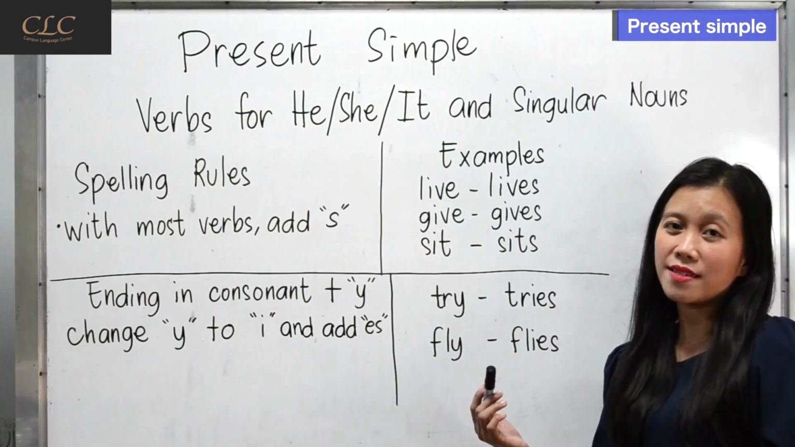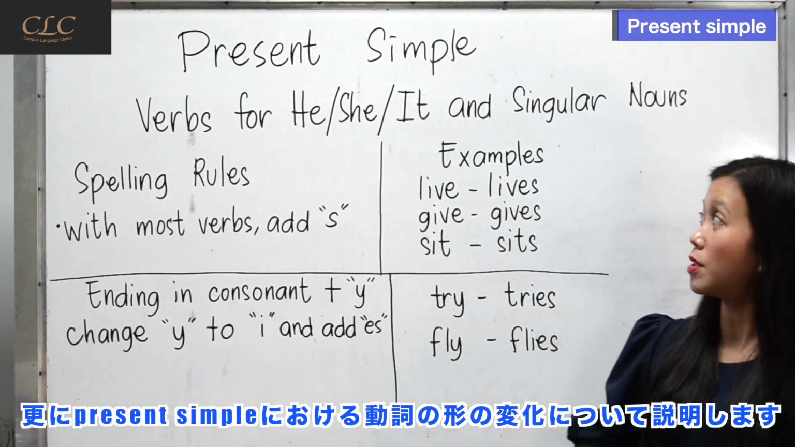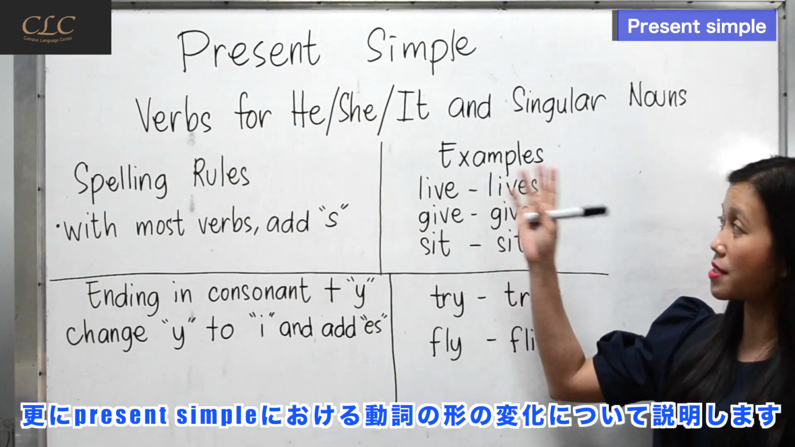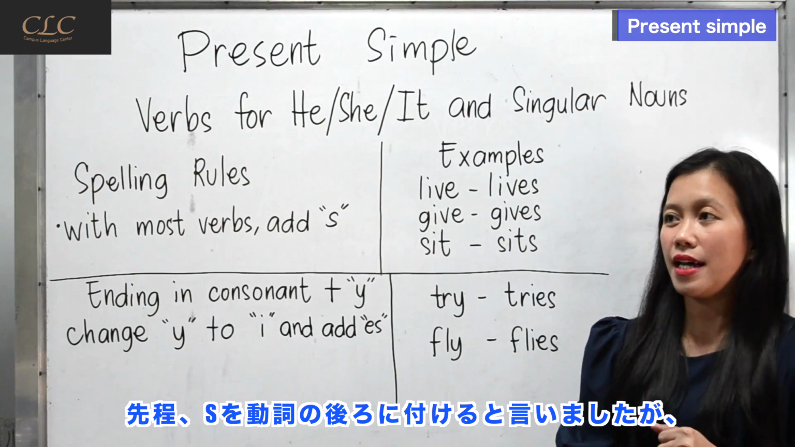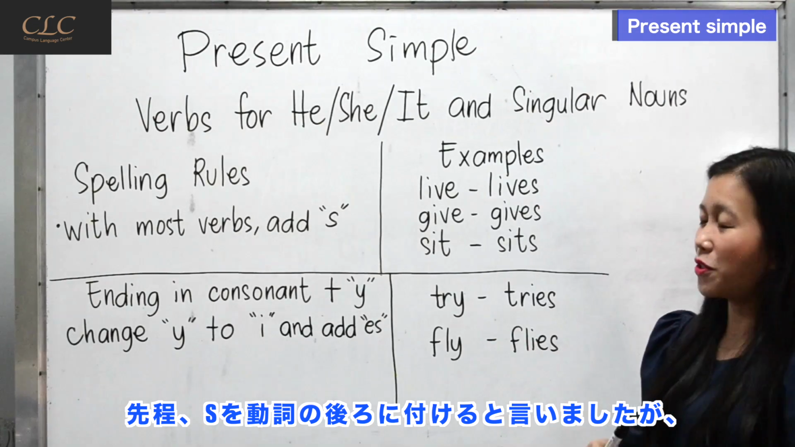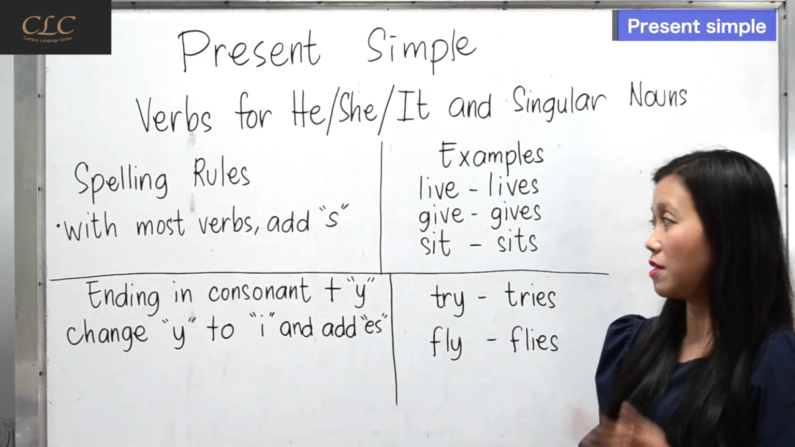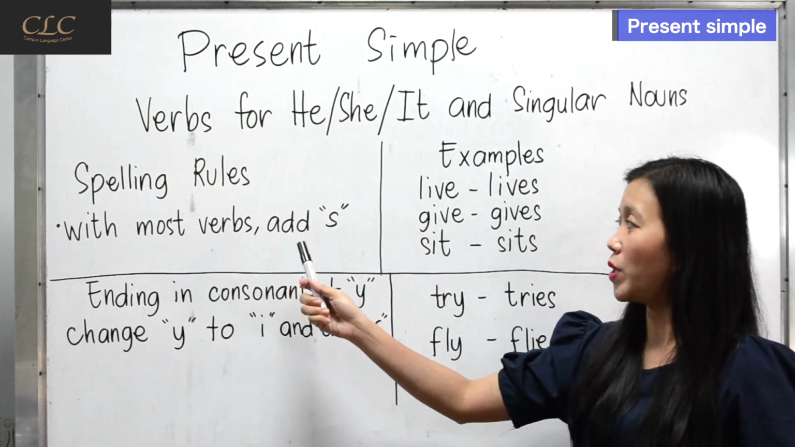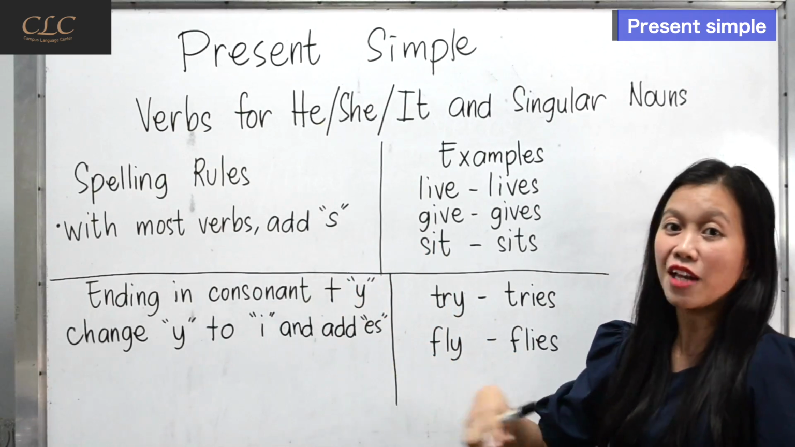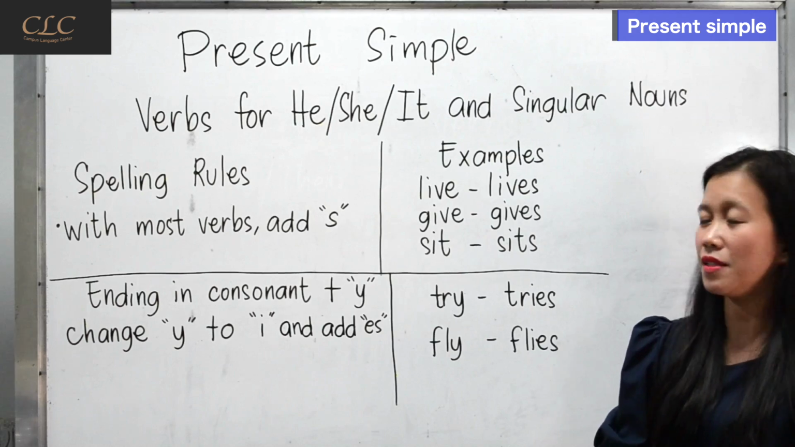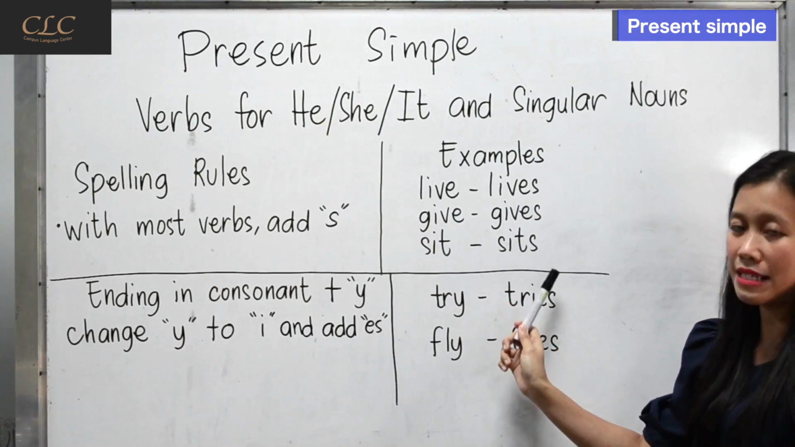Okay guys, so let's then proceed to the example grammar rules when we talk about the verbs in the present simple form. Most of the time, as I told you, we just add S. But there are some other rules. The first one is the most basic. We're going to talk about verbs which just need to be added with the letter S. For example, we have leave, leaves, give, gives, sit, sits.